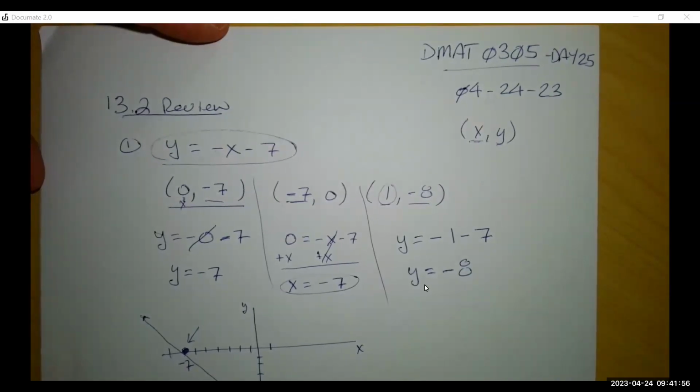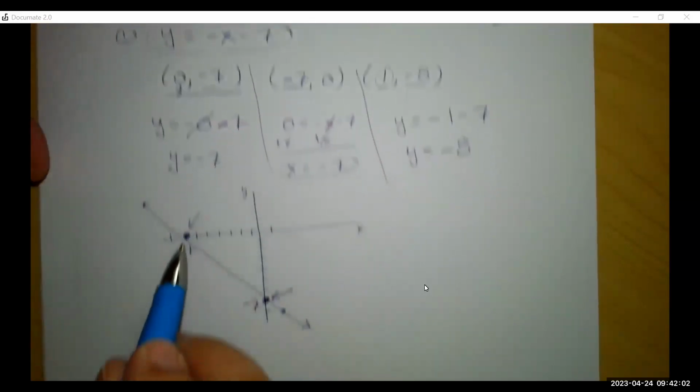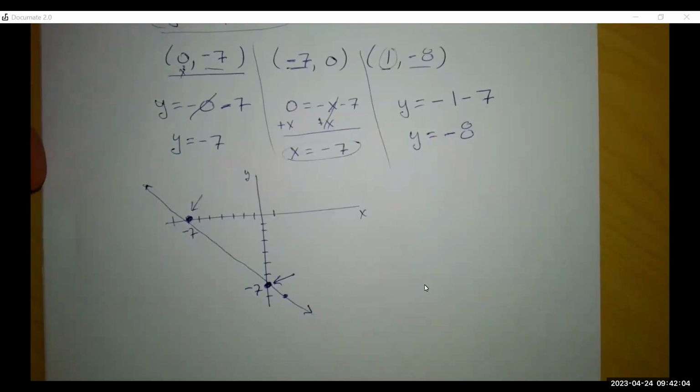Because we're running out of time. What are they doing? What is this graph doing at that point? In English, in verbal words, what is that graph doing at that point? What is the graph doing at that point?